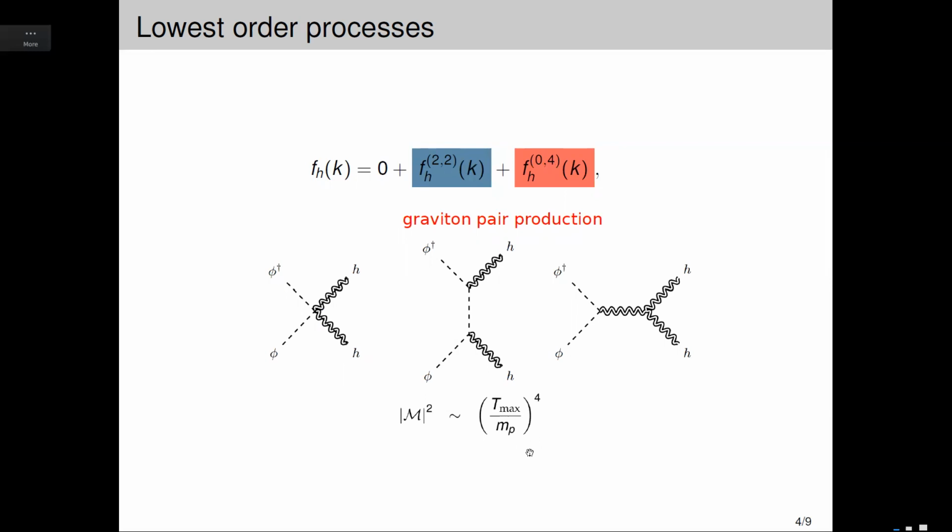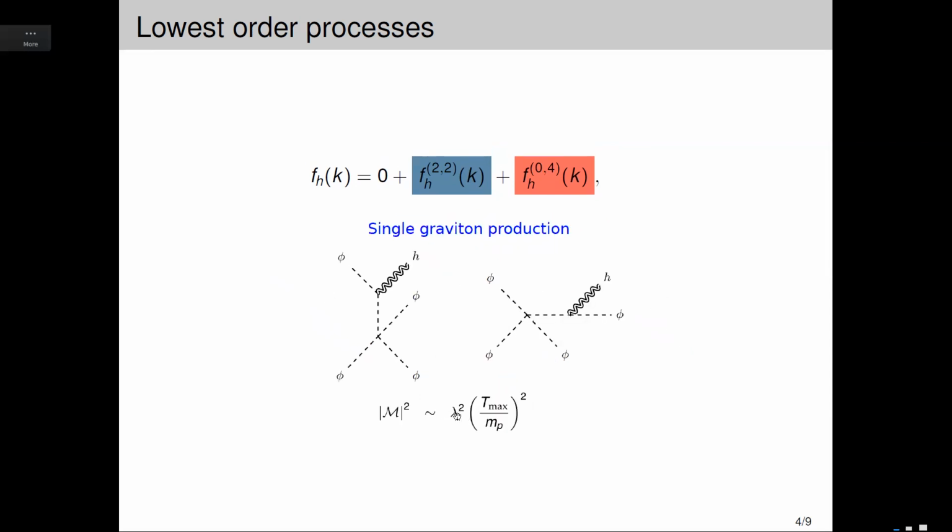And you will see in a second that because these here are proportional to Tmax over m Planck, and these are proportional to lambda squared over Tmax over m Planck squared, of course, graviton pair production processes are dominating when the maximum temperature is high enough, and single graviton production processes are dominating when the coupling in the Higgs portal is large enough.